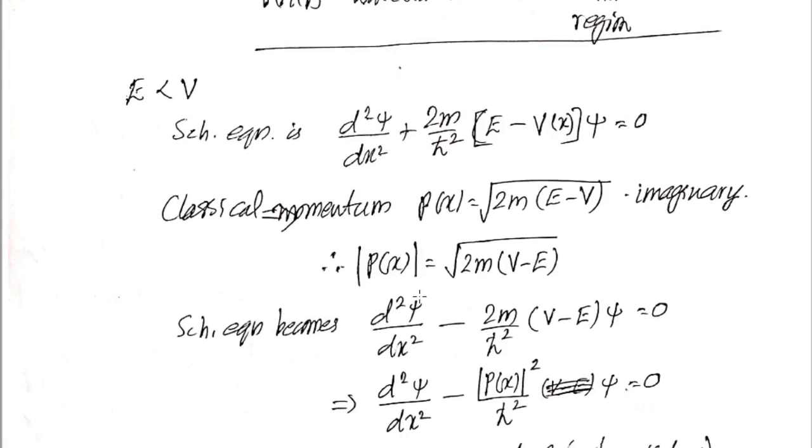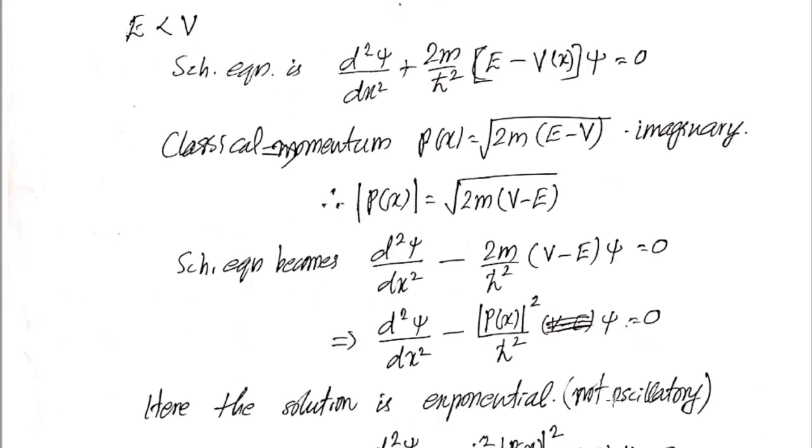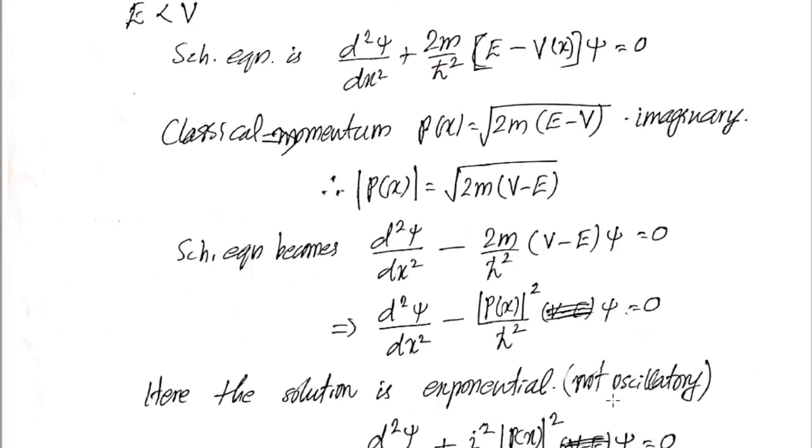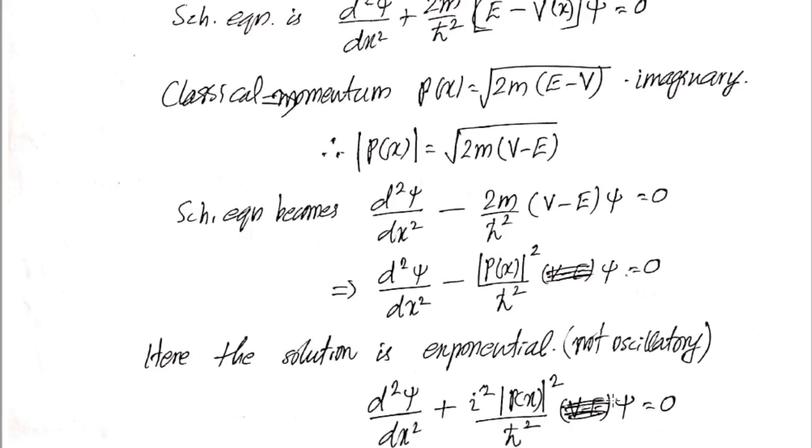So the Schrodinger equation becomes d²ψ/dx² − (2m/ħ²)(E − V) becomes V − E, ψ = 0. That implies d²ψ/dx² − this quantity 2m(V − E) is the square of this modulus. So it can be written as d²ψ/dx² − (|p(x)|²/ħ²)ψ = 0. Here the solution is exponential. It is not oscillatory as in the case of the classical region.